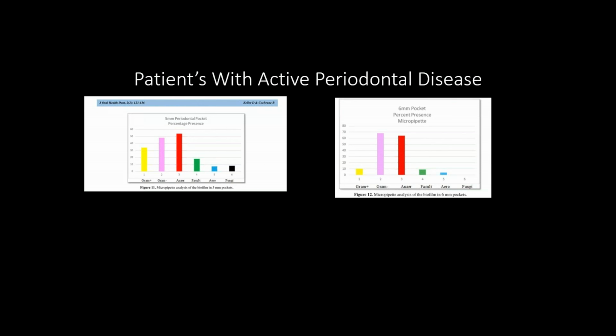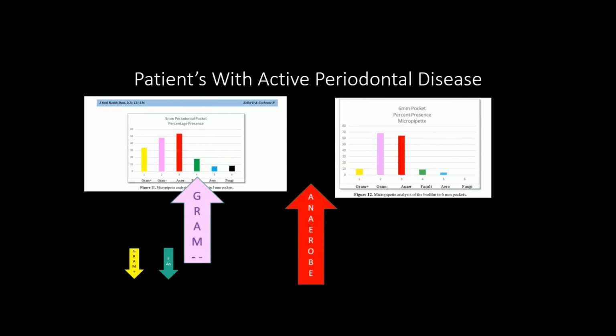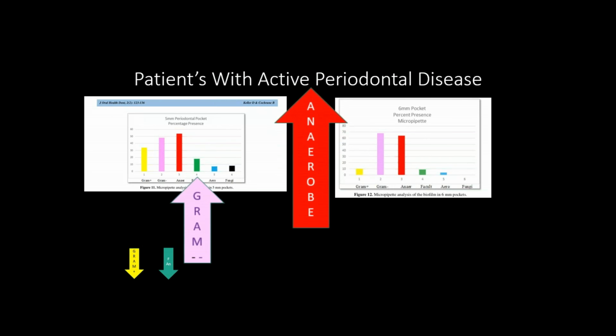So what you found was that gram-positive decreases the deeper the pocket, the more the gram-positive decreases. So you get a decrease in your gram-positive bacteria. There is also a decrease in your facultative anaerobes and your aerobic bacteria. There is an increase in your gram-negative bacteria and a tremendous increase in your anaerobes as well. This is the bacterial change from health to disease.